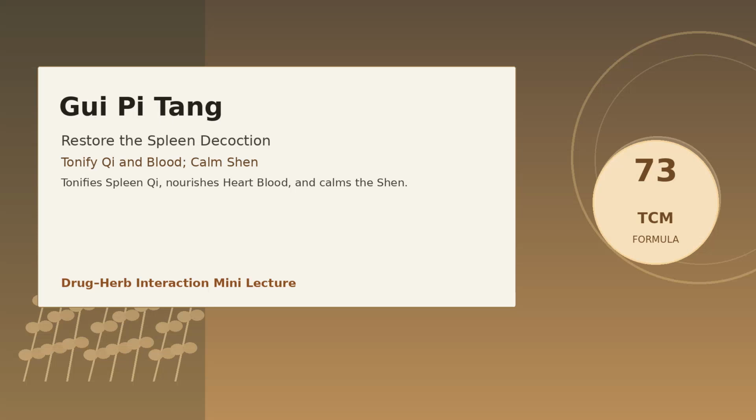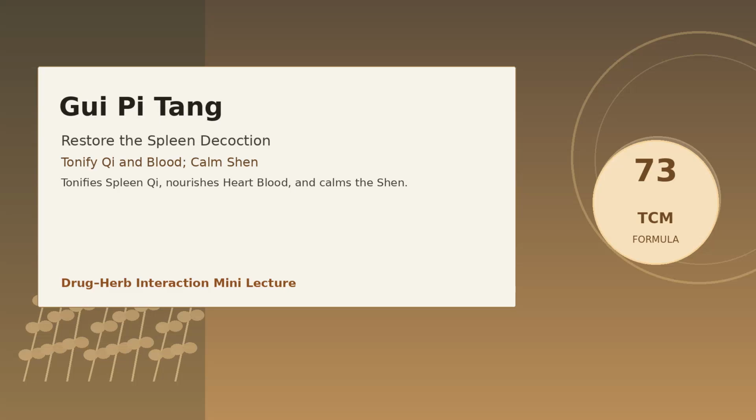Gui Pi Tang, commonly translated as restore the spleen decoction, is a classical traditional Chinese medicine formula in the category tonify qi and blood, calm the Shen. Its core action is to tonify spleen qi, nourish heart blood, and calm the Shen. The pattern framework is heart-spleen qi and blood deficiency.